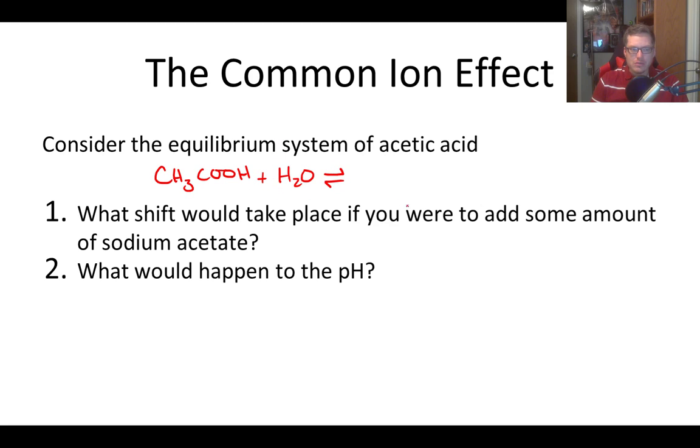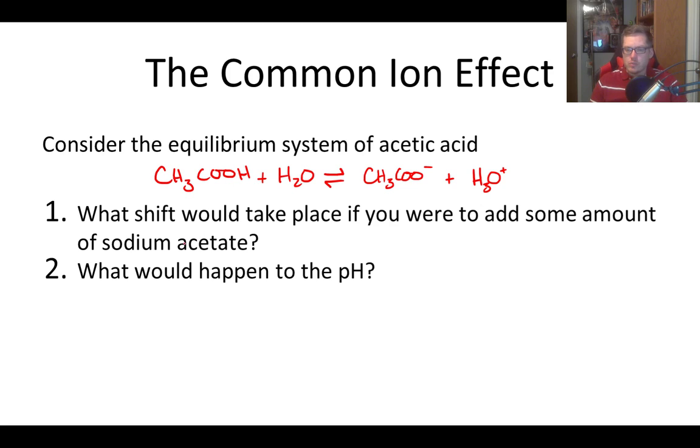So we're going to throw in this equilibrium. It's simple here. If it's a proton donor, it's going to lose its proton, so it's going to become acetate, CH3COO minus, and then it's going to give its proton to the water over here, so it'll become H3O plus. So that's your equilibrium system of acetic acid.